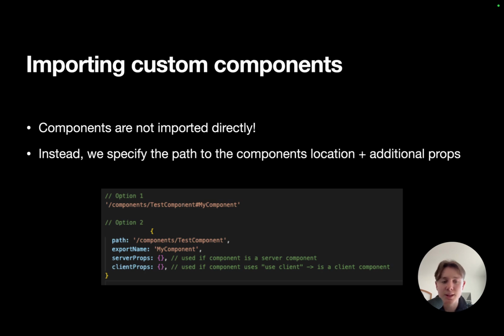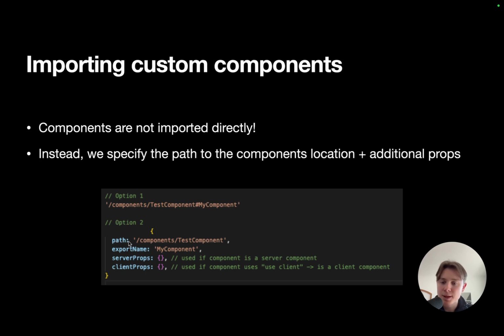And if we have a default export in that file, we don't need the second part here. But if we don't have a default export, if we have a so-called named export, we need to put it after a hash and then put in our component name. Now, the second option is a little bit more sophisticated. We can, again, specify a path, and we can also specify the export name. So instead of the hash, we can just add the property exportName.